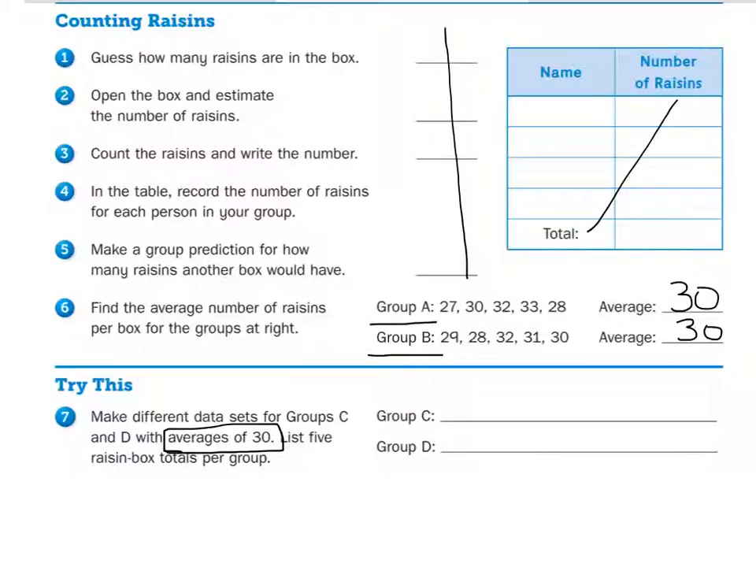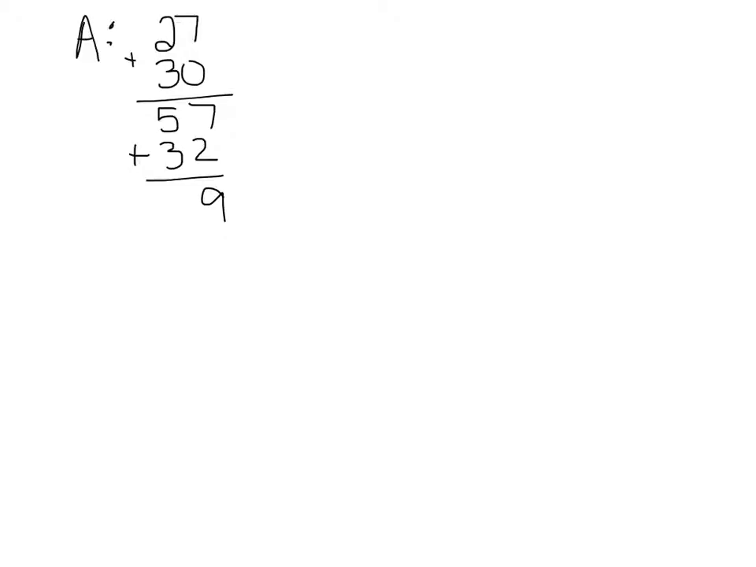So again, I'm going to add a new paper here, a clean page here. So here we go. We had Group A, which had the data 27 and 30. Remember, I'm only going to add 2 of those numbers at a time. So 7 plus 0 is 7. 2 plus 3 is 5. The next set of data was 32. 7 plus 2 is 9. 5 plus 3 is 8. Then we had a 33. 9 plus 3 is 12. 8 plus 1 is 9. Plus 3 is 12.